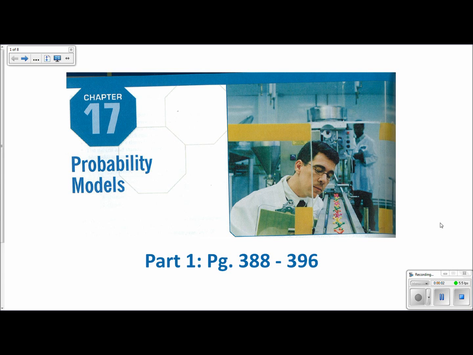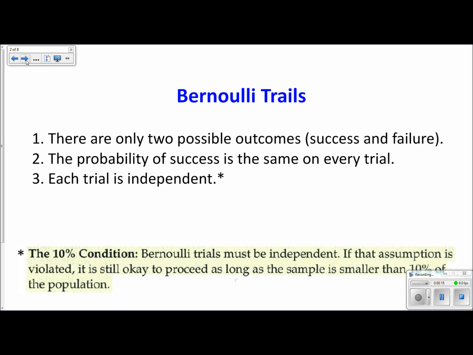This is the first section of reading for chapter 17 about probability models. And in this section, we're looking at the geometric model and the binomial model. But before we talk about those, we have to talk about Bernoulli trials, because for both of those models, the trials must be Bernoulli trials.